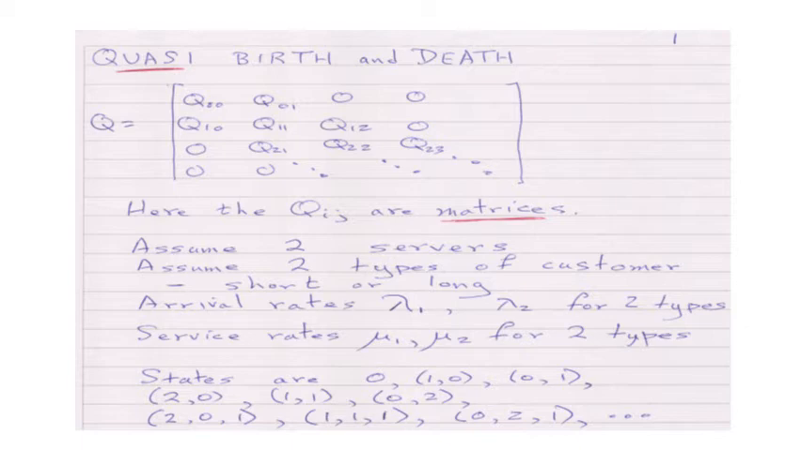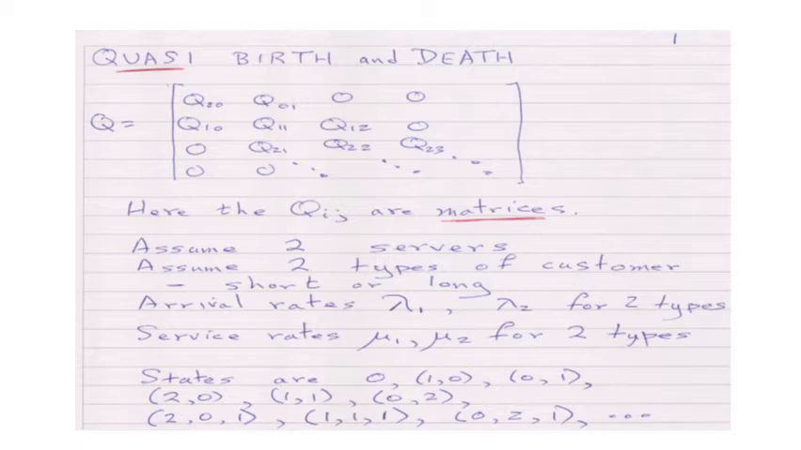The states of our system are 0, meaning there are 0 customers in the system. The state could consist of a pair, 1, 0, which means there is 1 short customer, 0 long customers. 0, 1, which means there are 0 short customers, 1 long customer. 2, 0, remember there are 2 servers, so 2 short customers, 1 short and 1 long, or 2 long service required customers.